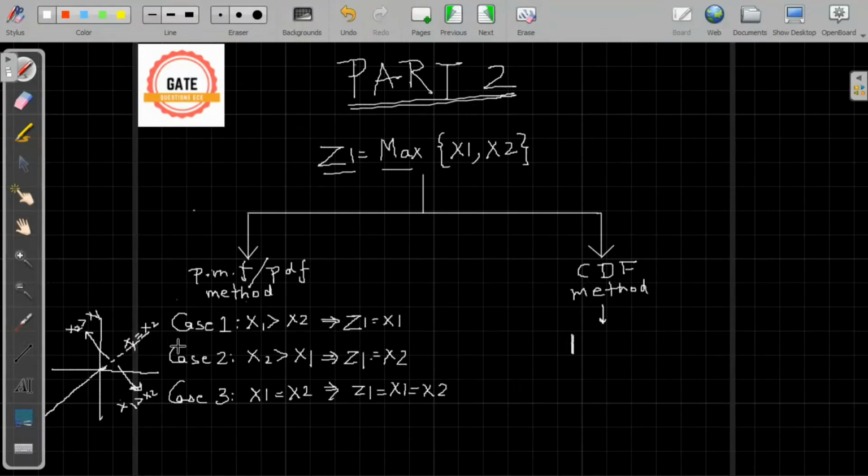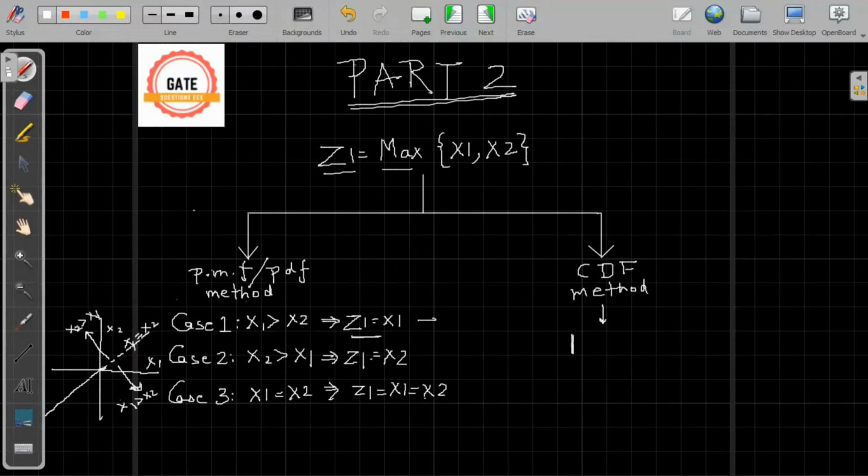In part 1 I discussed that we can find out the PMF of this function by breaking the whole 2D plane of X1 and X2 into three regions. First one was region 1, which is case 1, X1 greater than X2. Second region, X2 greater than X1. And third region is X1 equal to X2, which is this straight line. For each of these regions, we calculate the PMF of Z1. In case 1, Z1 will be equal to X1. In case 2, Z1 will be equal to X2. And in case 3, Z1 will be equal to X1 or X2.